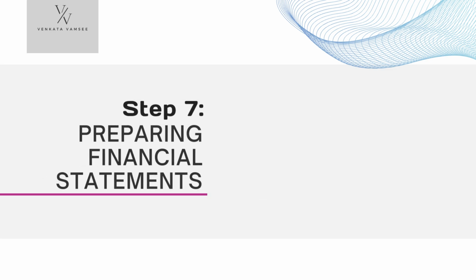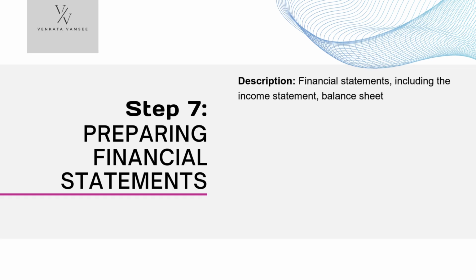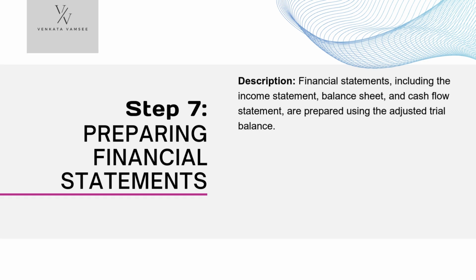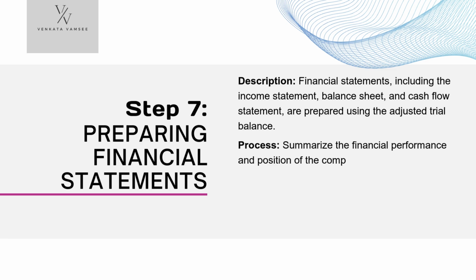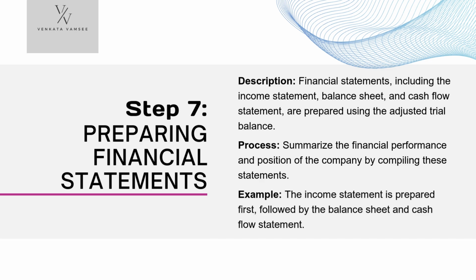Step 7. Preparing financial statements. Description. Financial statements, including the income statement, balance sheet, and cash flow statement, are prepared using the adjusted trial balance. Process: summarize the financial performance and position of the company by compiling these statements. Example: the income statement is prepared first, followed by the balance sheet and cash flow statement.